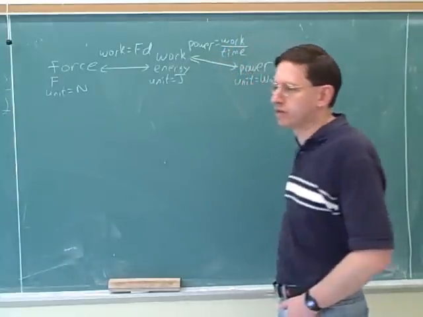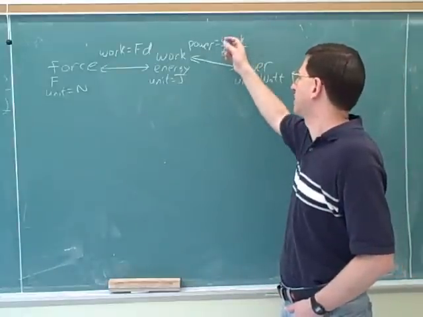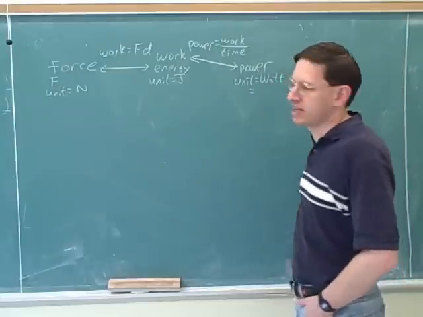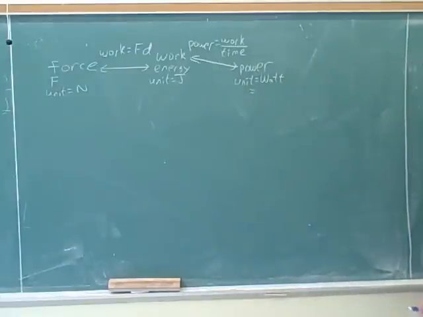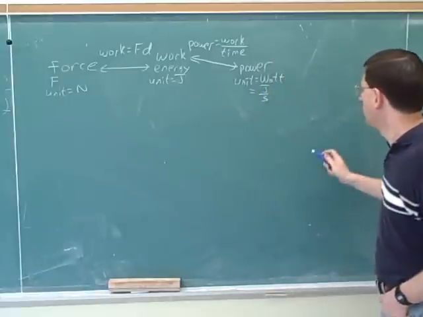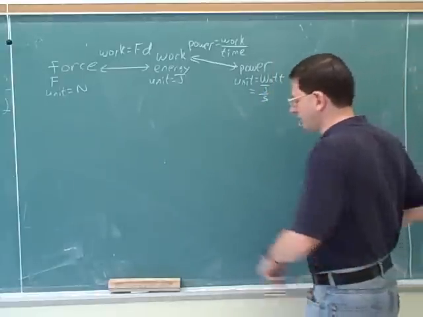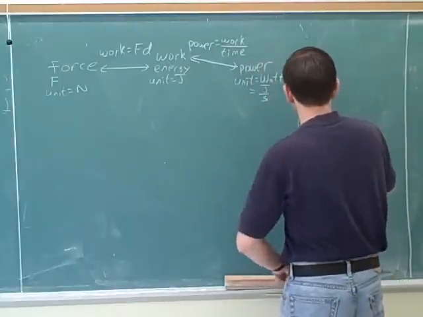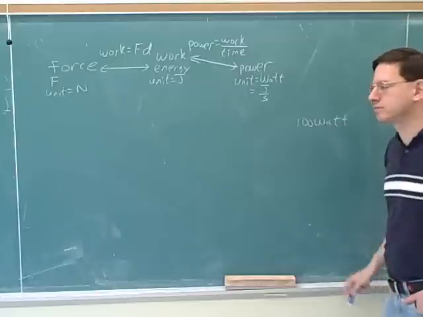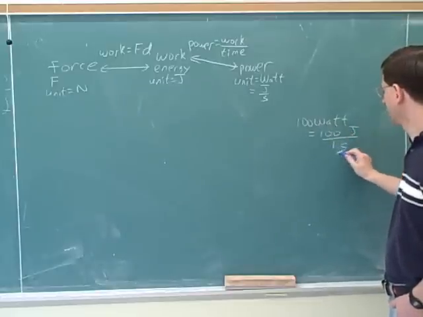So the power is the work over the time, but the work tells you the change in energy, so sometimes we can think of this as the power equals the energy over the time. So that means we should be able to figure out what a watt is. How can we break down a watt? Joules over seconds. So let's say that you've got a light bulb, a 100-watt light bulb. What does that mean? For 1 second, it has 100 joules of energy or work.